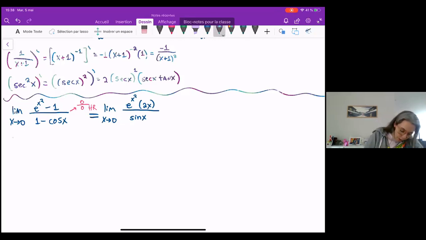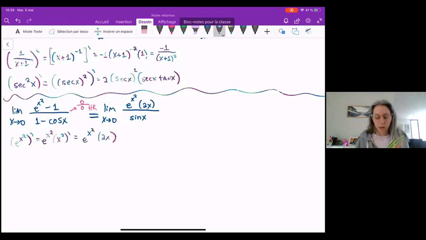So here we're just doing a chain rule. e to the x squared, prime, is e to the x squared times the derivative of x squared, which is equal to e to the x squared times 2x. Now we plug in again. No simplification to do here. I get a 0 on top because there's an x. Anything times 0 is 0. So e to the 0 times 2 times 0. Sine of 0 is also just 0. So we can immediately apply L'Hopital's rule again.